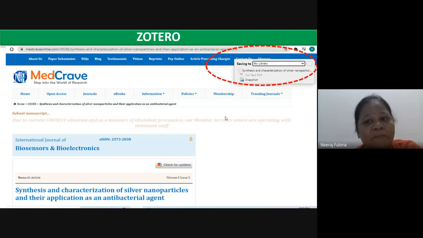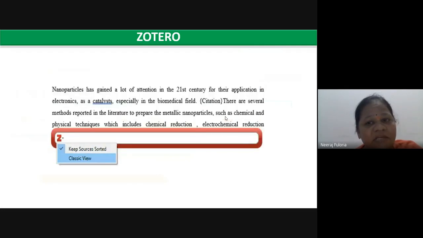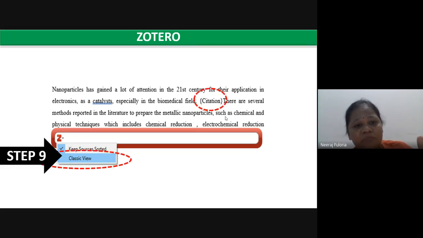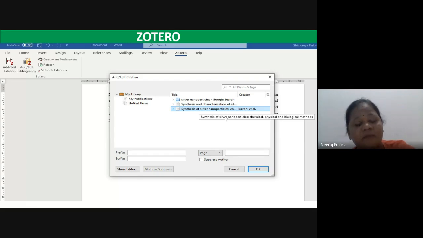So the Zotero connector will make it appear in your library. In your desktop software, you will see the shortcut, and when you open it, the paper will appear in your library. I want to show you in a Word file how it looks.